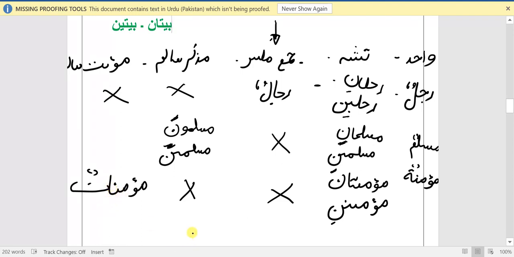Now the question is, how can we understand whether this word has the Jama mukassar or salim? We cannot understand, we have to memorize it. After gaining a lot of experience, you will be able to understand this very easily. There is not much trouble in understanding this one. So that's the Jama Wahid Tasniya Jama chapter.